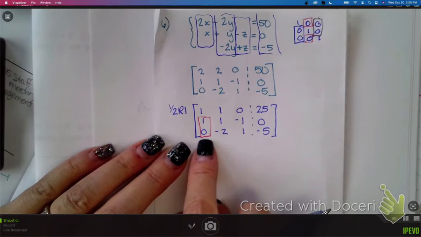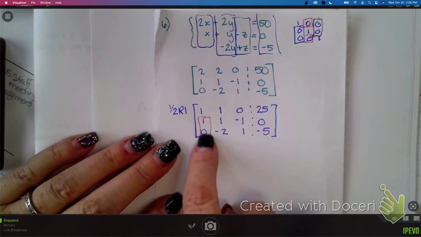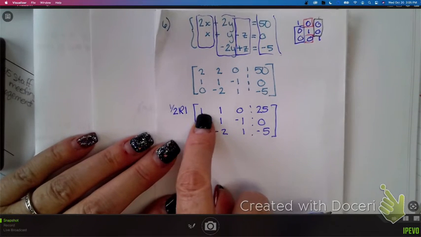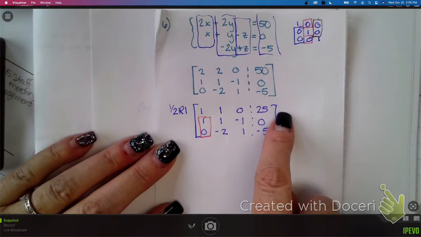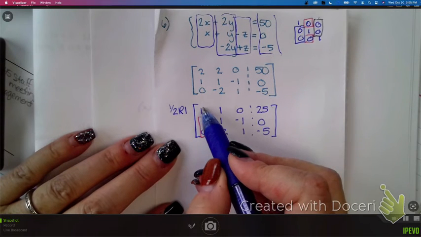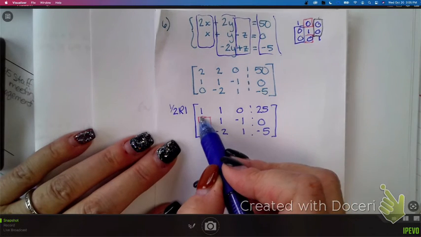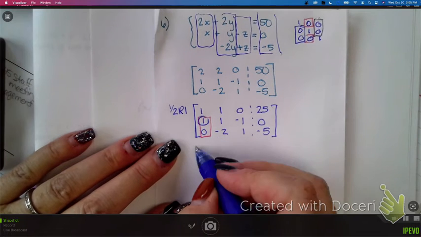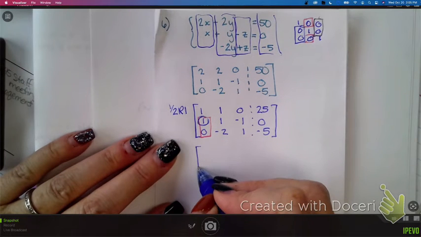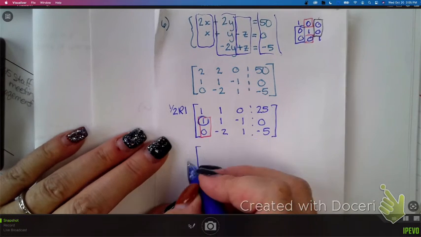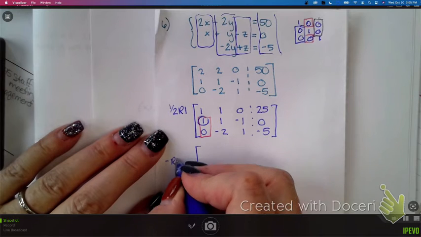I have 0 already in row 3, don't I? Awesome. So this is column 1, so I need to look at row what? 1. So what can I do to these numbers to get this 1 right here to be 0? Multiply by a negative 1. Multiply R1 by a negative 1 and add it to R2.